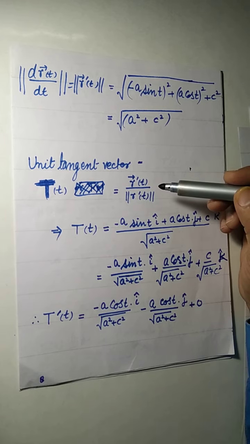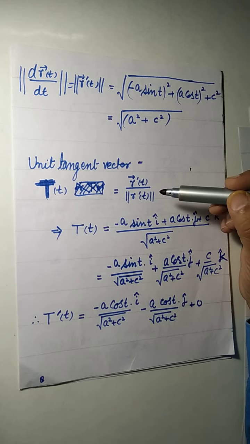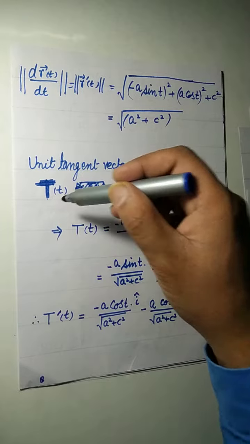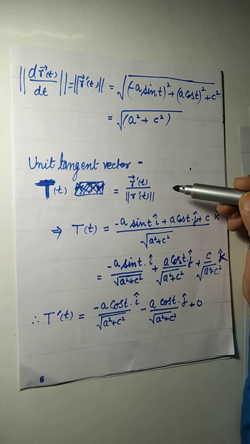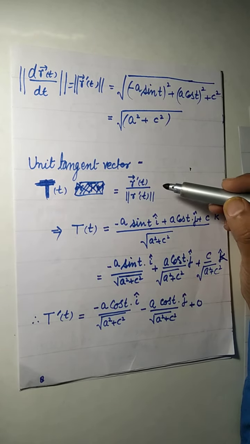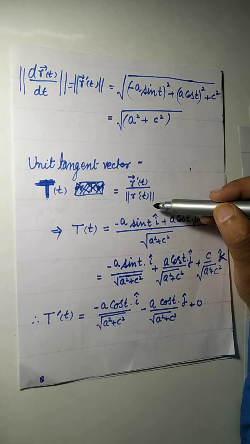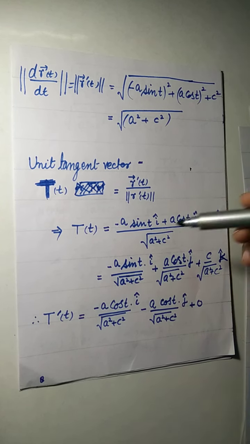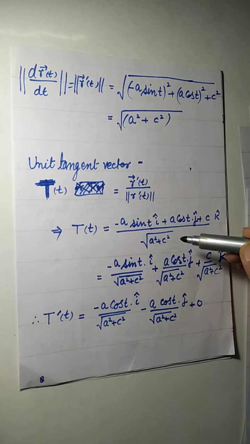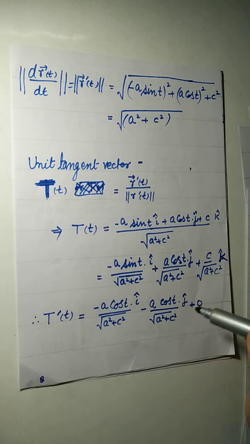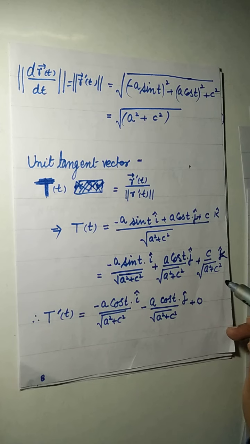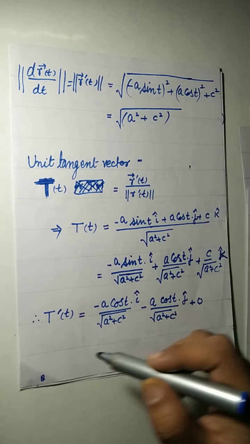Now the unit tangent vector will be denoted by T. So this is r dash t upon the norm or length of r dash t. After simplification, we will obtain this one, because a and k are constants here, so differentiation of this one with respect to t will be 0, so T dash t is this one.